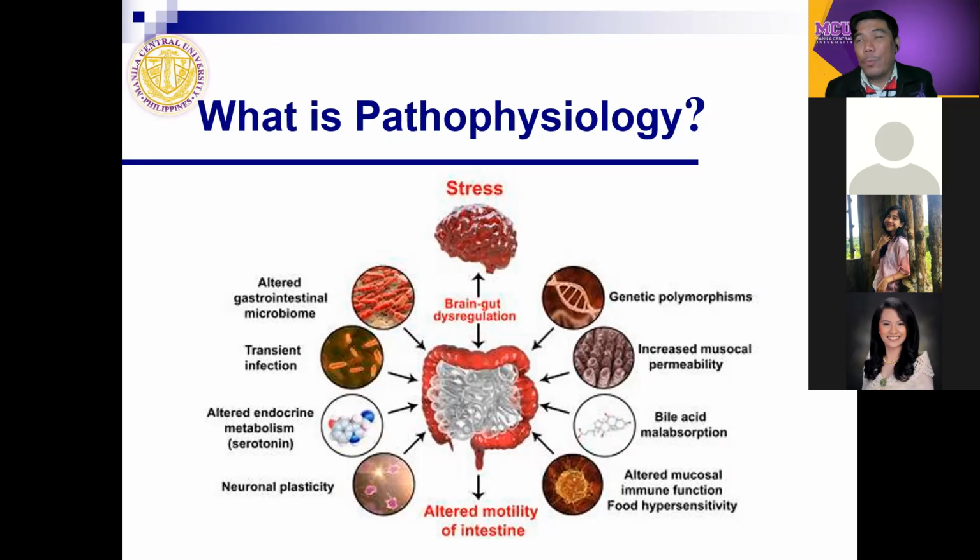Another one, ma'am, we have our intestine, and it has a mucosa. The intestinal mucosa is the one responsible for the bowel movement. If the mucosal permeability increases, it may not facilitate the appropriate movement of the bowel.